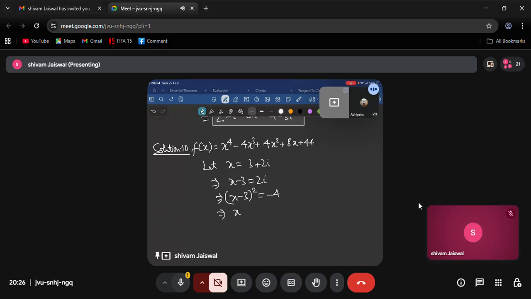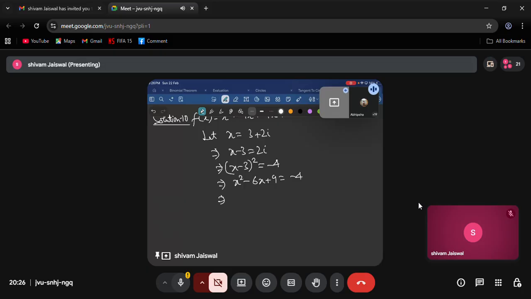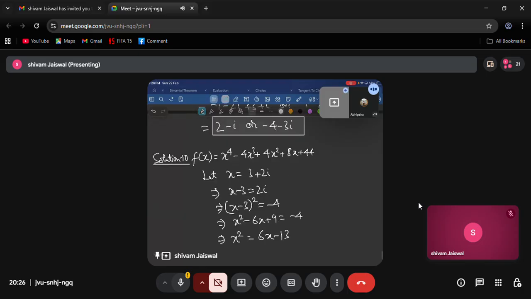This is, guys, x square minus 6x plus 9 is equal to minus 4. So what I am going to do is find the value of x square. x square is equal to 6x minus 13. Now I will keep on replacing x square in the expression. This is known as the vanishing method.